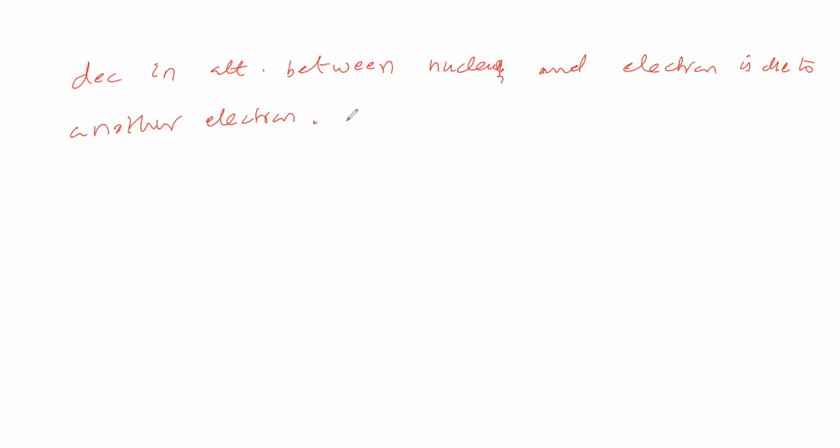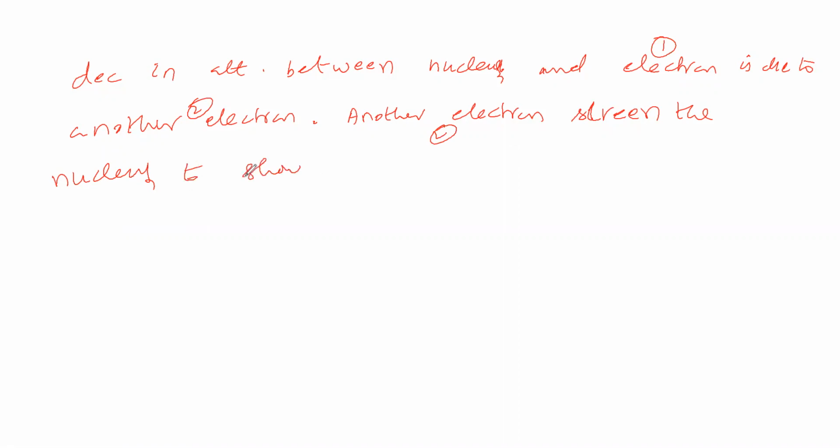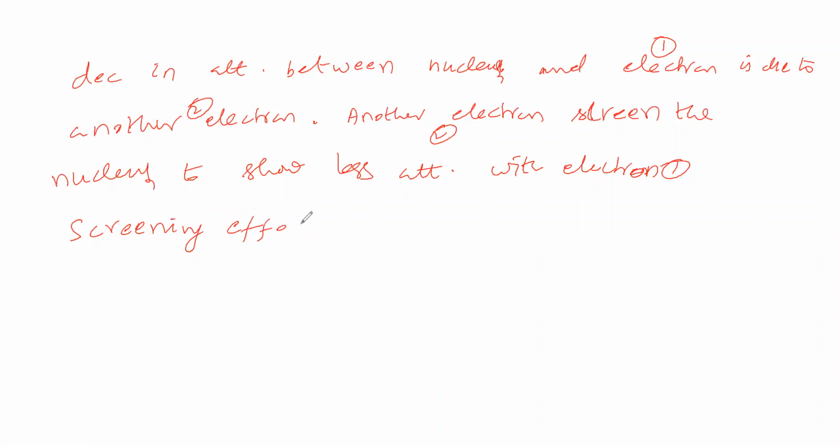Therefore, this another electron screens the nucleus. We will say this is number 2 and this is number 1. The second electron screens the nucleus so that it shows less attraction with the first electron. Therefore, this effect is called the screening effect, or we can call it the shielding effect.